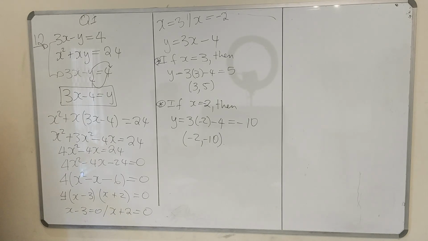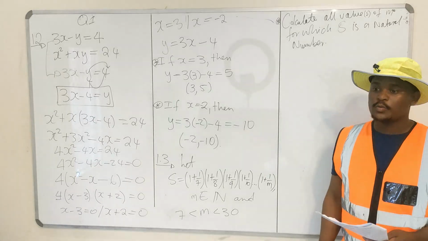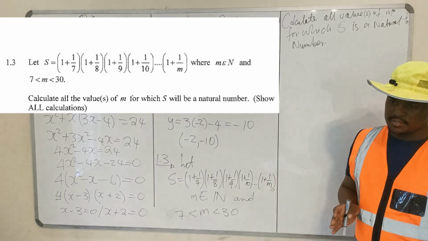Is it difficult? I don't think so. So now we will go to 1.3. So now we're doing 1.3. So I'll read 1.3 and explain what it means.